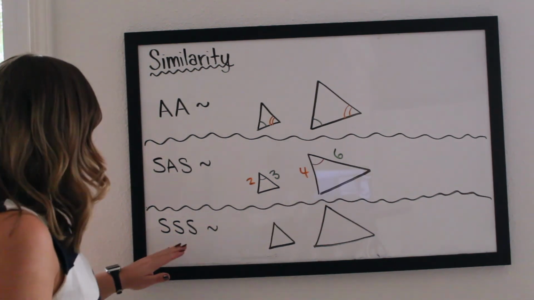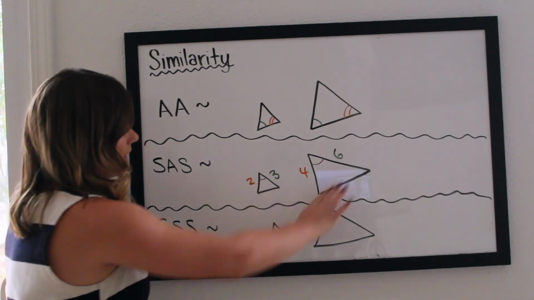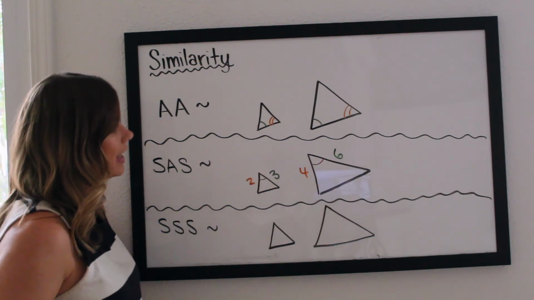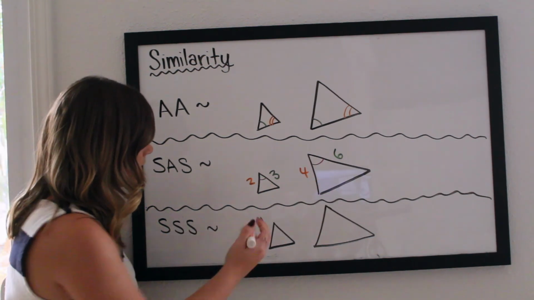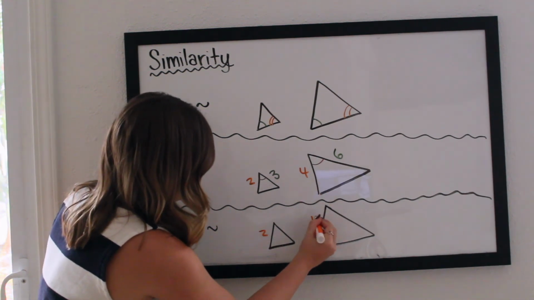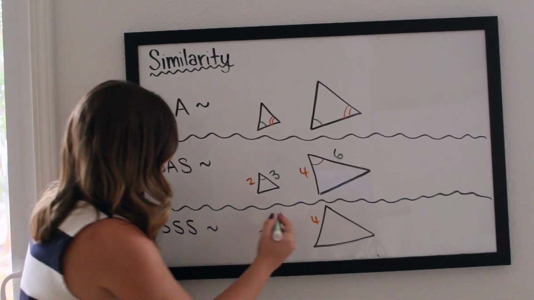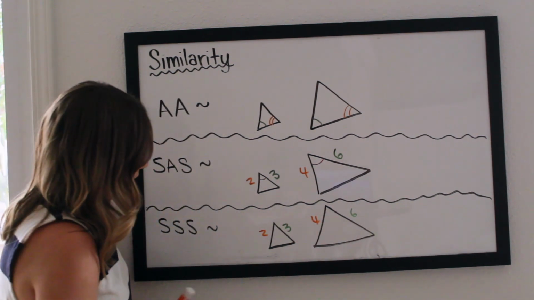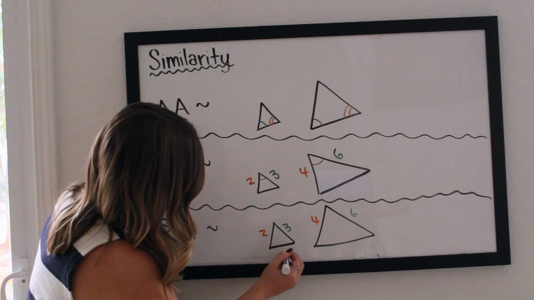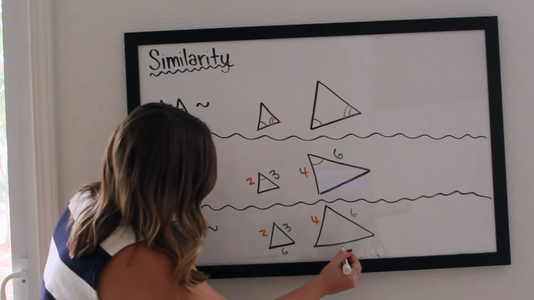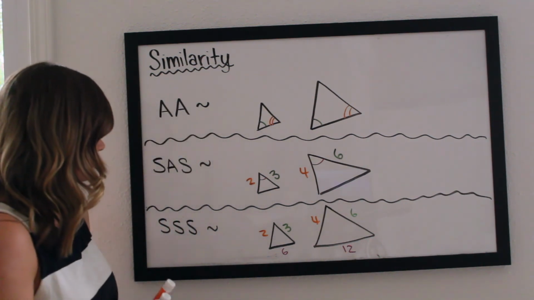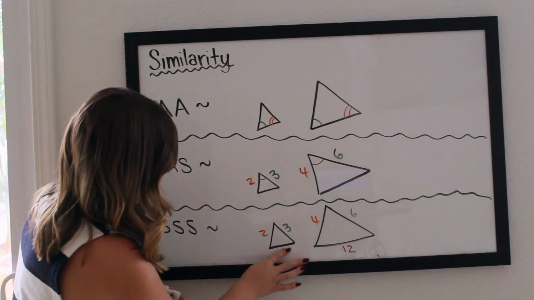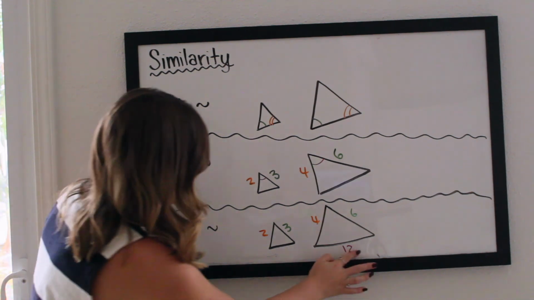For side, side, side, it's very similar to this, except instead of that angle, I just have a third pair of sides that have the same scale factor. So I'm going to steal those lengths from up here. And instead, I'm going to add, let's see, this here. Okay, so let's see. Oh, this doesn't quite work. Let's go with 4 and 8.